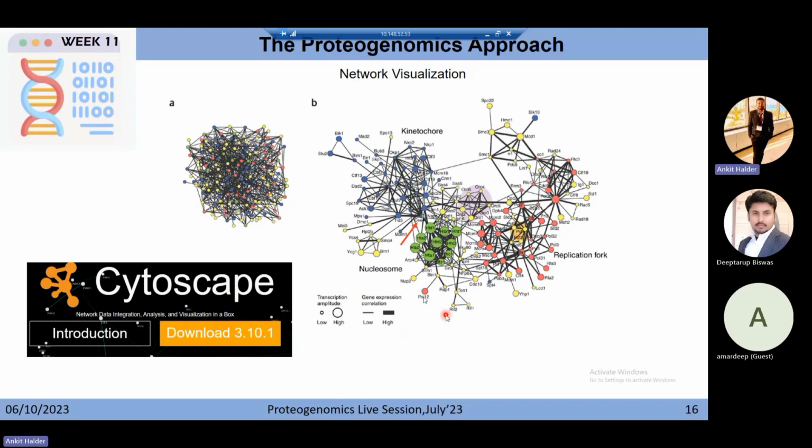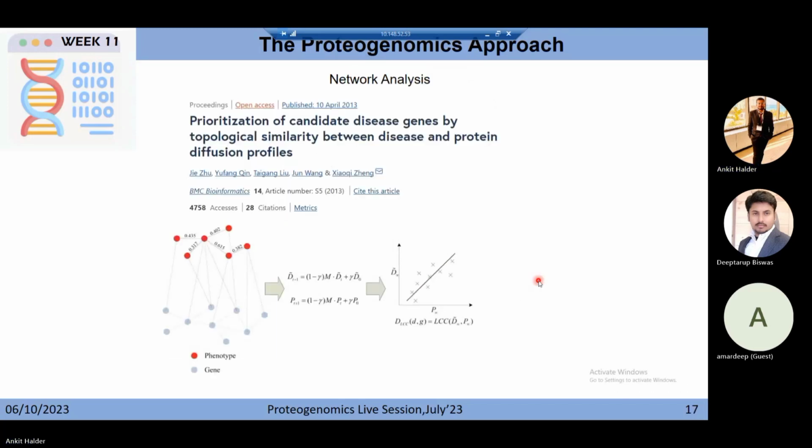So this is why it is important. So you see, these are the clusters, not the cores or the hubs, like the nucleosome, kinetochore, replication fork. So now you can understand that with the networks you can definitely segregate it out, and then in this scale-free network, you can understand which one has much more influence, which one is in the center and which one is on the outside, and which will have much more influence.